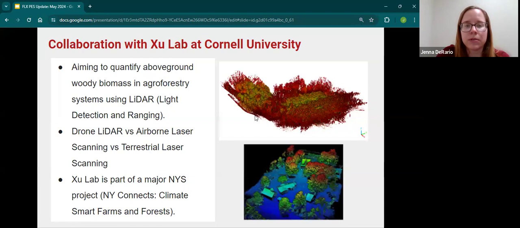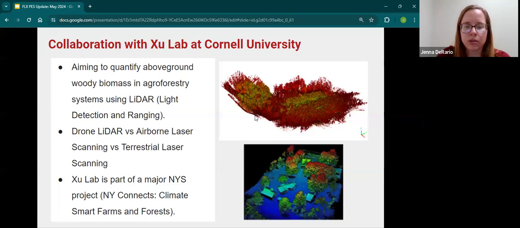So part of our program is really looking at how we can develop a program that supports farmers who are integrating trees into their agricultural production system. So we'll be working with a professor on campus to use drone LiDAR to actually create a more efficient way of calculating those carbon stocks in trees. So we're really excited about this.